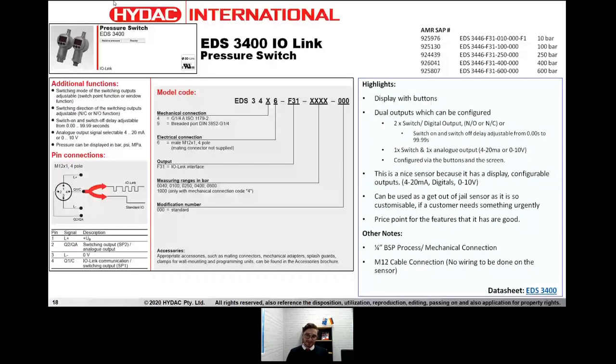This would be a really good sensor if you're distributing these sensors, you can have this on the shelf. If you have running service technicians, this is a good sensor to have in the service vehicle, because it can do a lot of things for you. It's quite flexible and customizable via the screen. You can see some of the highlights on the right-hand side: 2 outputs, PNP, and it can be either normally open or normally closed, configurable via the screen. It also has a 1/4-inch BSP and an M12 connection.